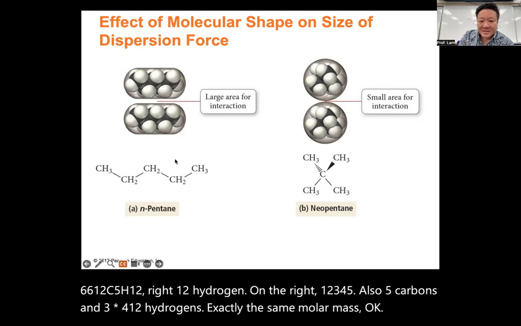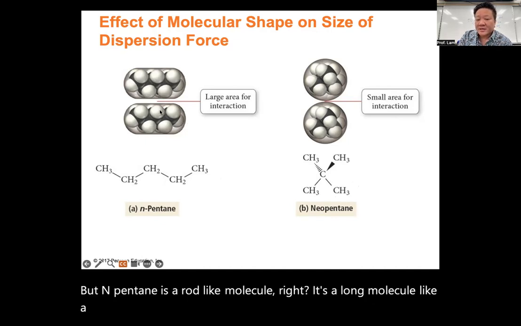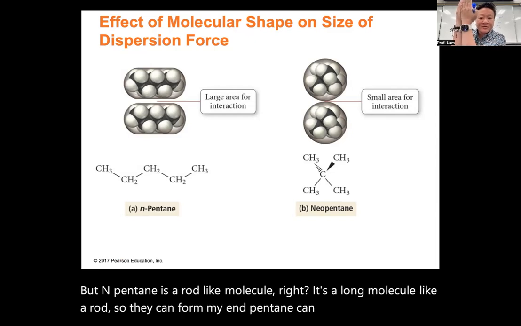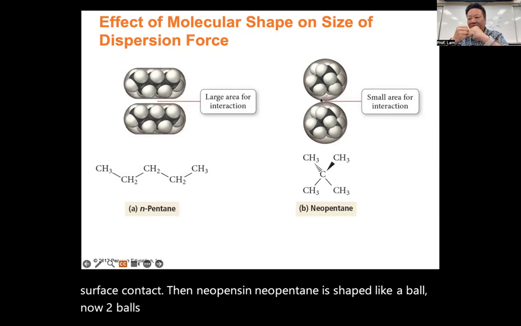But n-pentane is a rod-like molecule, right? It's a long molecule, like a rod. So n-pentane can form more surface-to-surface contact than neopentane. Neopentane is shaped like a ball. Now, two balls, right? They don't have very much surface-to-surface contact, right?